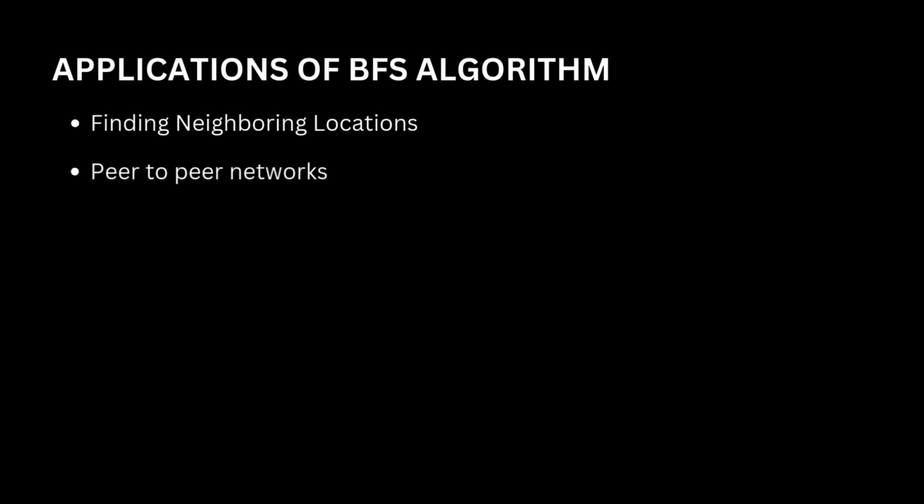Let's see the applications of BFS algorithm. The BFS algorithm has several applications, some of which include finding neighboring locations. BFS can be used to find all neighboring locations from a given starting point. Next is peer-to-peer networks. In peer-to-peer networks like BitTorrent or uTorrent, BFS is used to discover neighboring nodes such as seeds and peers in the network.